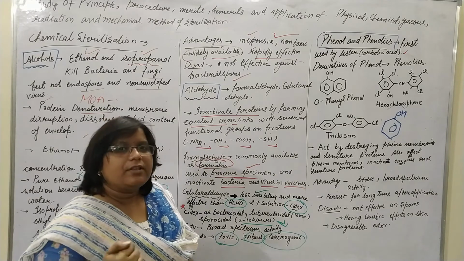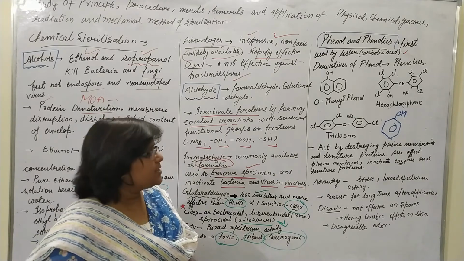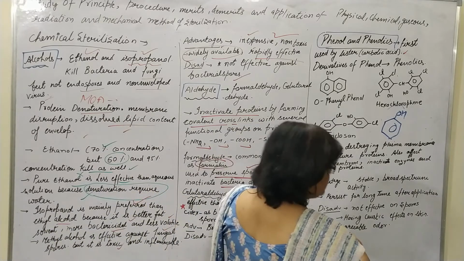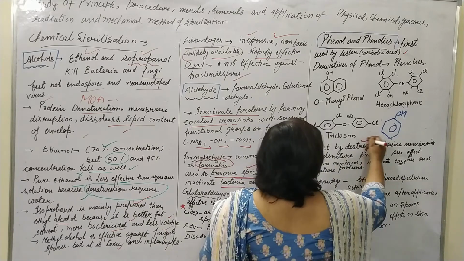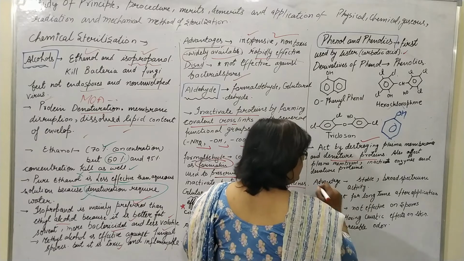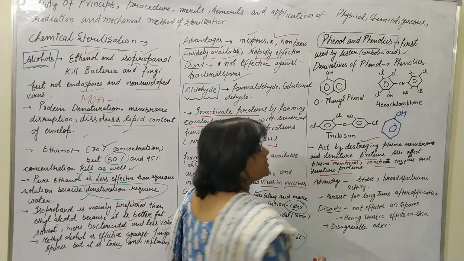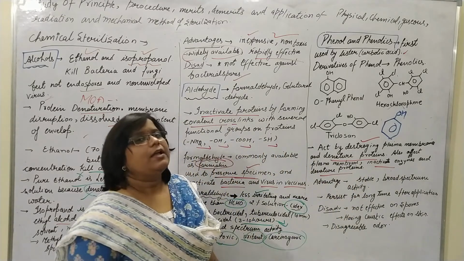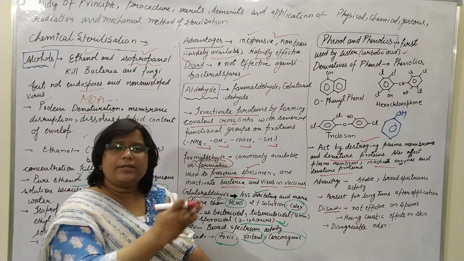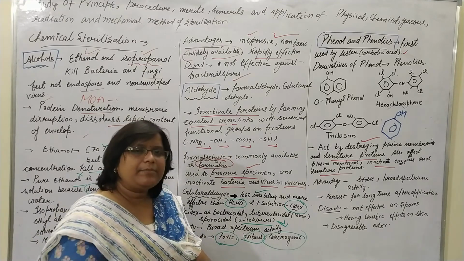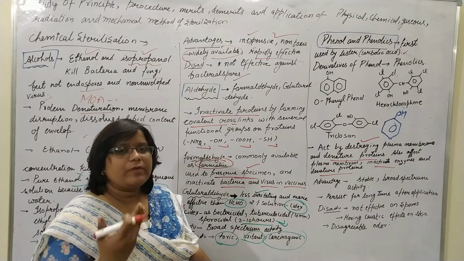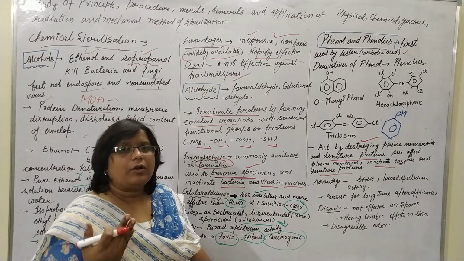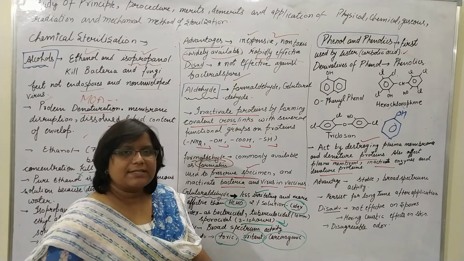Phenols work in different ways: they destroy the plasma membrane, and they denature the protein. They inactivate the proteins and the enzymes also. So they act on the enzyme, on the membrane, and on the protein. In these different ways they work to kill the microbial system.